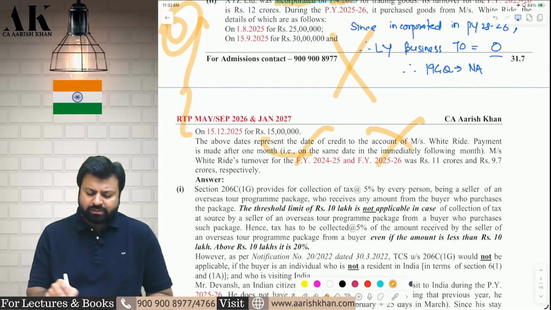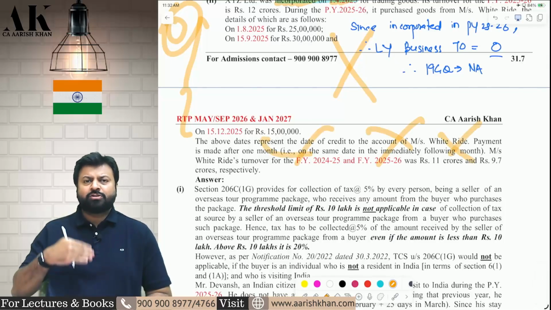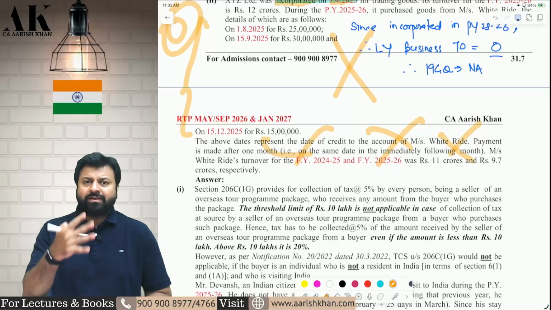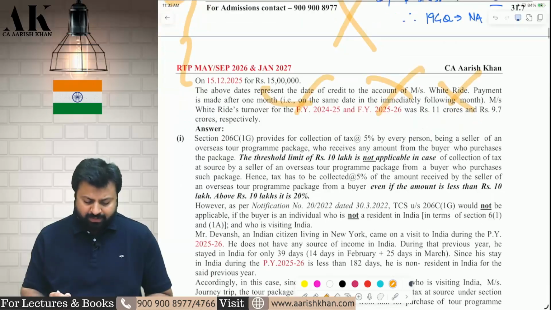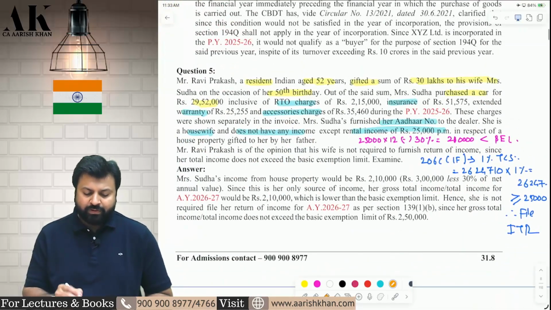All those things are irrelevant. The very first basic thing is to check the last year turnover. The last year turnover has to be more than 10 crore rupees first of all. Otherwise, this section is not applicable. 194Q is not applicable. I hope it is clear to all of you. Next one, question number 5.